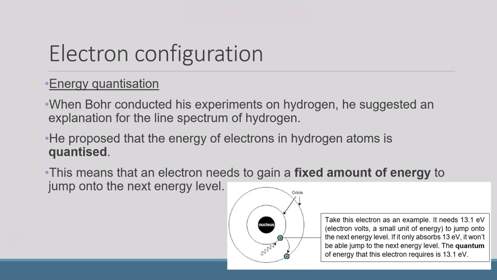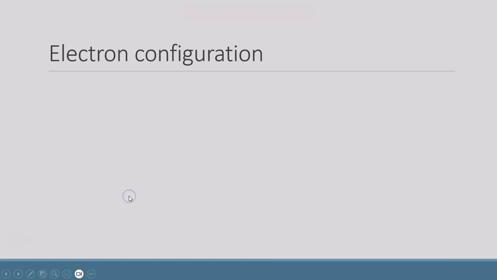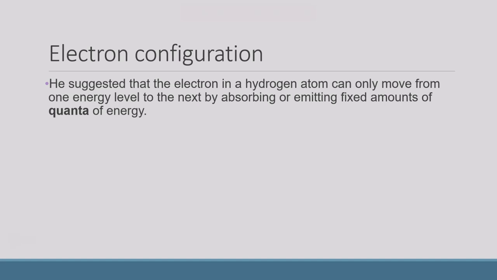So think about it like climbing a step. If you don't have enough energy to get onto the next step, you can't end up somewhere in the middle. It's the same idea here. If you're climbing the stairs and you don't have enough energy to get onto the next one, then you're going to be stuck on the previous step. Niels Bohr suggested that the electron in a hydrogen atom can only move from one energy level to the next by absorbing or emitting fixed quanta of energy.